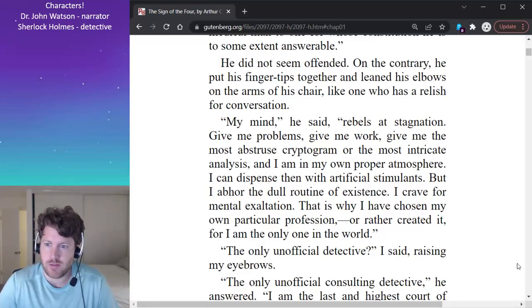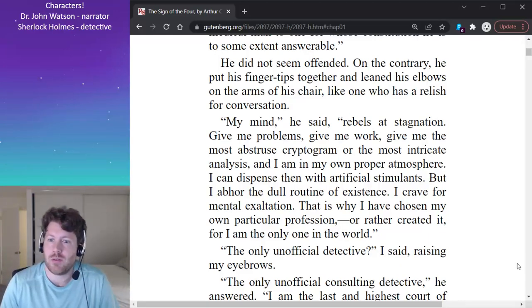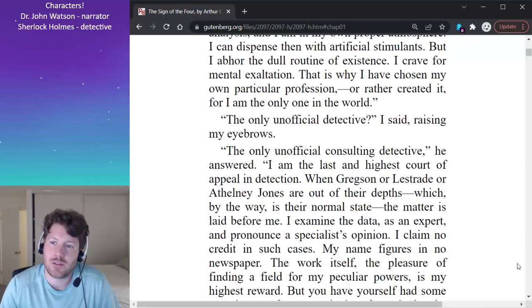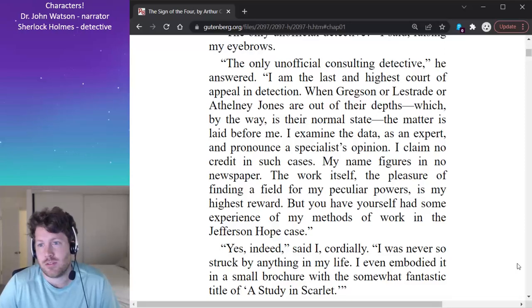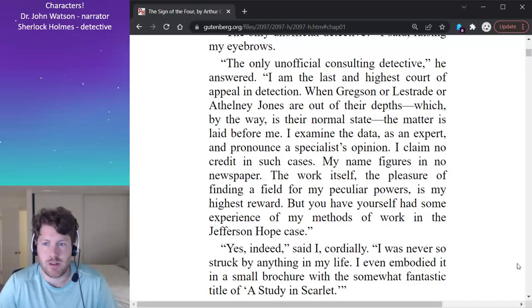That is why I have chosen my own particular profession, or rather created it, for I am the only one in the world." "The only unofficial detective," I said, raising my eyebrows. "The only unofficial consulting detective," he answered. "I am the last and highest court of appeal in detection. When Gregson or Lestrade or Athelney Jones are out of their depths, which, by the way, is their normal state, the matter is laid before me. I examine the data as an expert and pronounce a specialist's opinion.